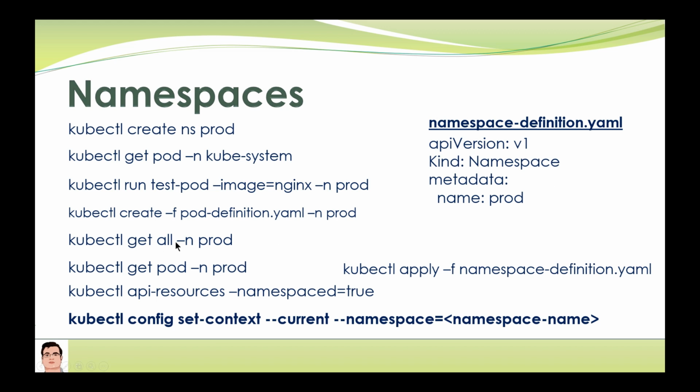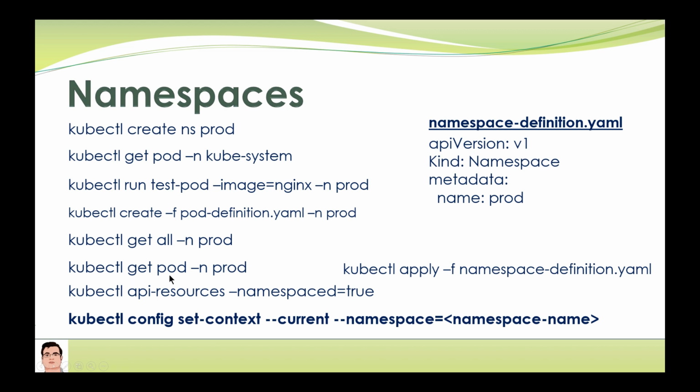kubectl get all. I'm just mentioning here the prod namespace. So it will get all the objects from the prod namespace. All the objects means the services, the deployments, the replica sets, the pods. It will get all of them from the prod namespace.